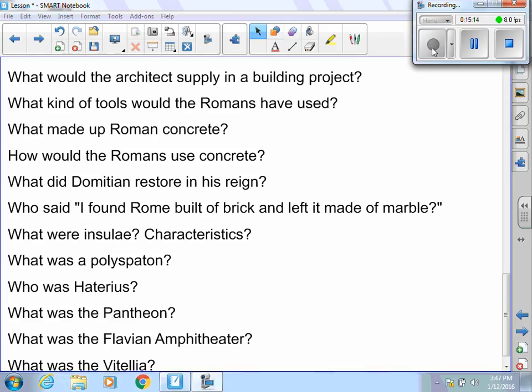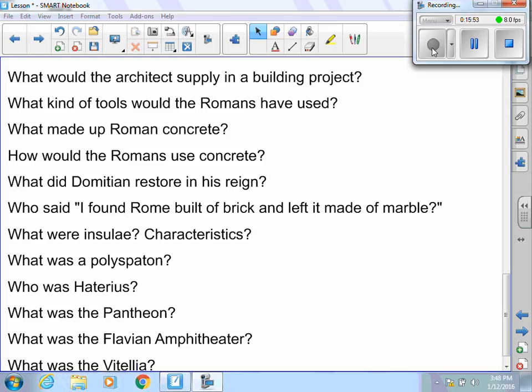And what were the insulae and their characteristics? Well, the insulae were basically blocks of apartment buildings. They were made of wood, easily caught on fire. There were a lot of things that were not really nice about it. Very rickety, kind of the mountaintop part of town. You wouldn't have found them anywhere around the wealthier part of town. On the Esquiline Hill, they would not have been. What was a polyspaston? That would have been a crane. Who was Hadrian? He was a famous builder. What was the Pantheon? That was a temple for all of the gods. The Flavian Amphitheater, that was the Colosseum.